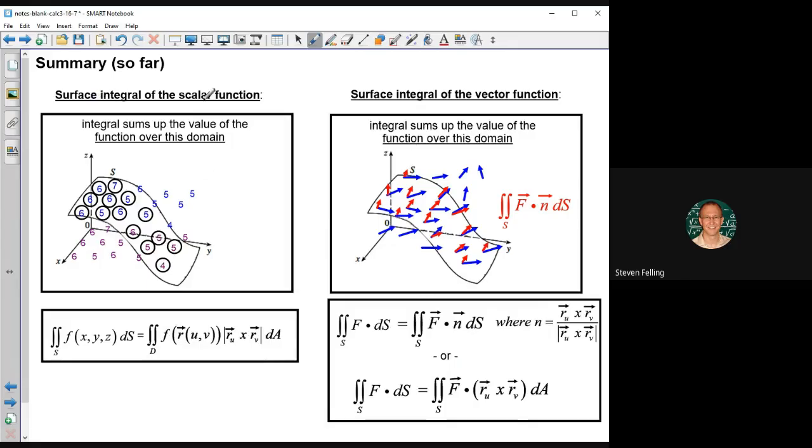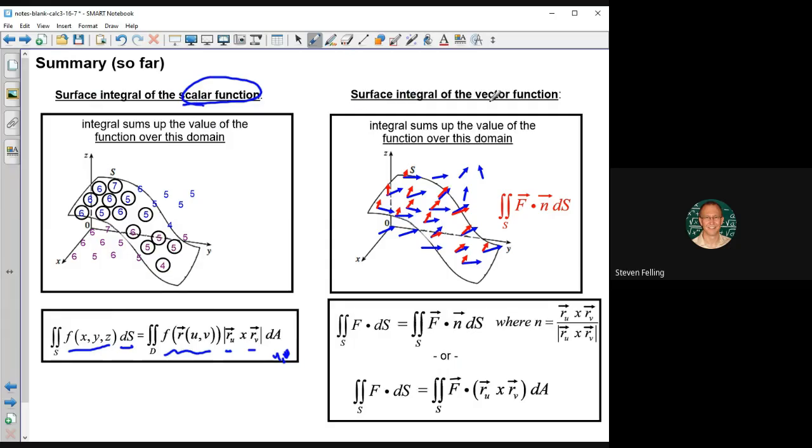If you have a scalar function and you're summing over a parametrized surface, then you're summing an integrand over the surface. The way we do that is we compute the ru and rv vectors for the parameterization of the surface. We take the magnitude of their cross product and then multiply by dA, which is in the parameter uv space. That gives us the surface area element, and then we're simply using a double integral to sum up a scalar value. That's called a scalar surface integral, or surface integral of a scalar function.